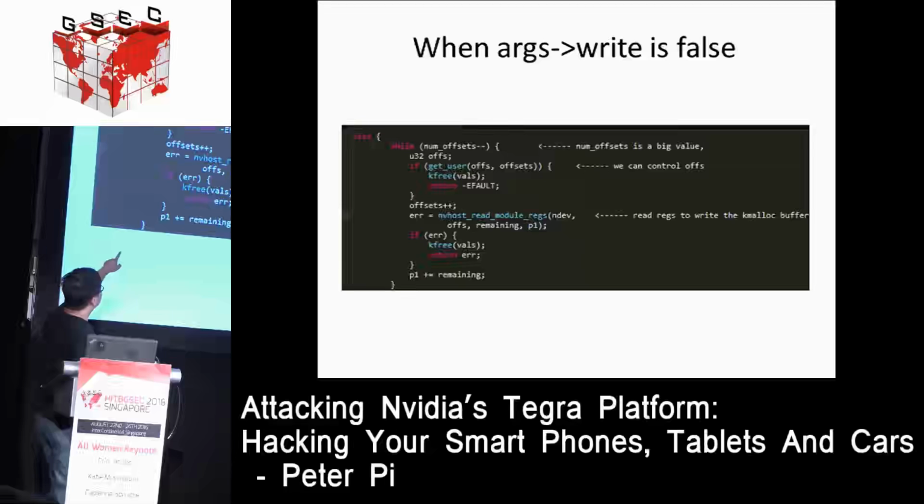And in the while loop, the NVhost read module regs returns error and frees the k-malloc buffer and reads error. In the while loop, we break the while loop. So after we overwrite the k-malloc buffer, we can set one big value to the offset, and it will get the big offset from user space, pass the offset to NVhost read module regs, and then break the while loop. So this method will solve the infinite loop problem.